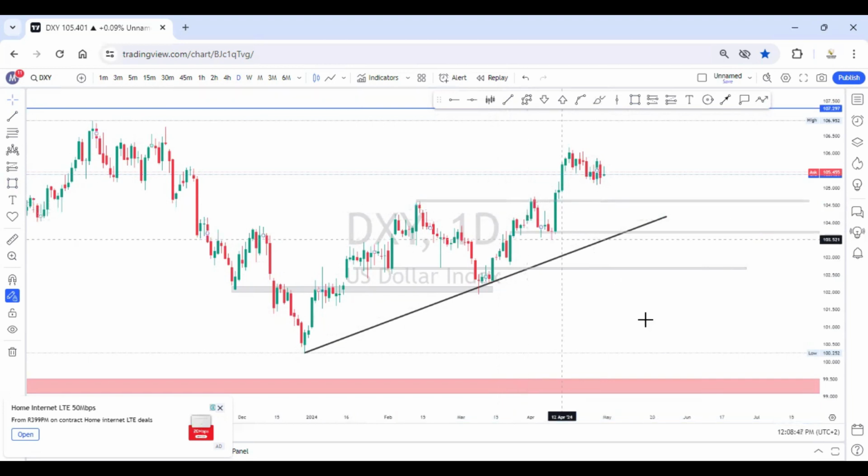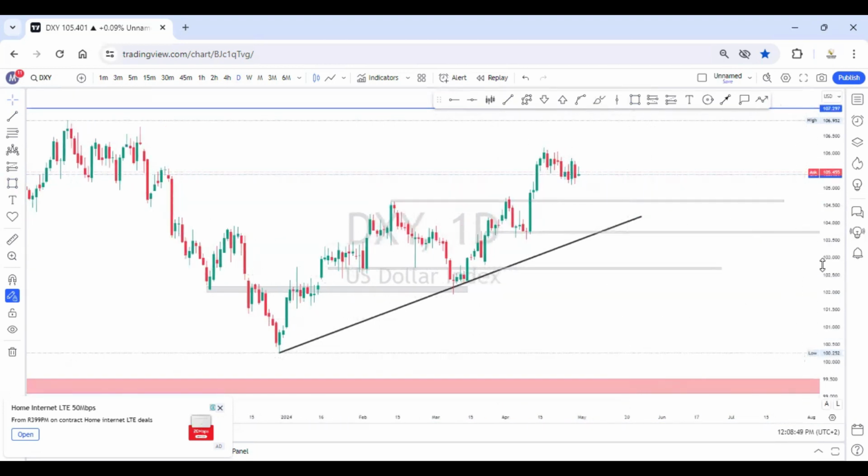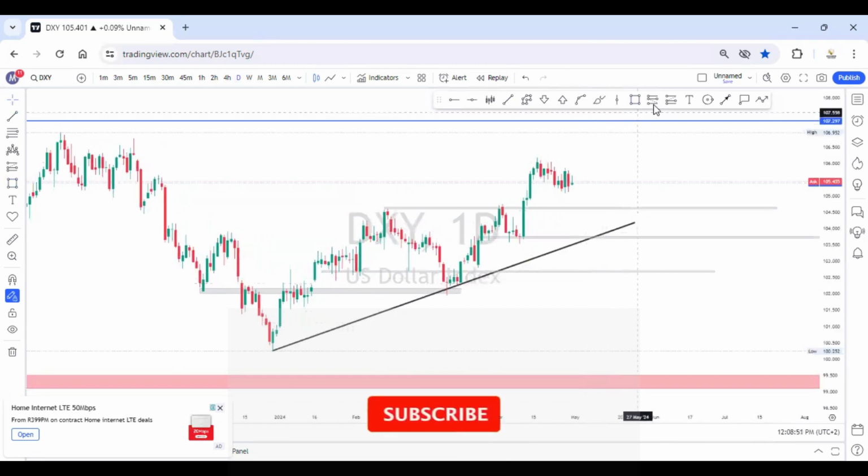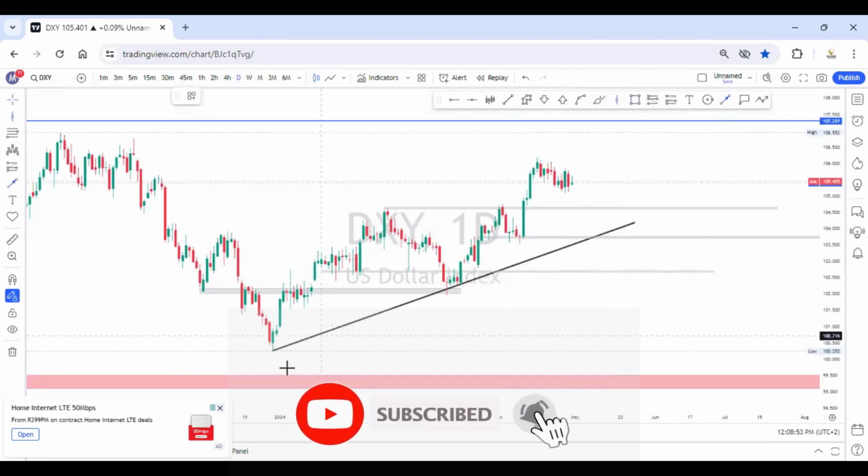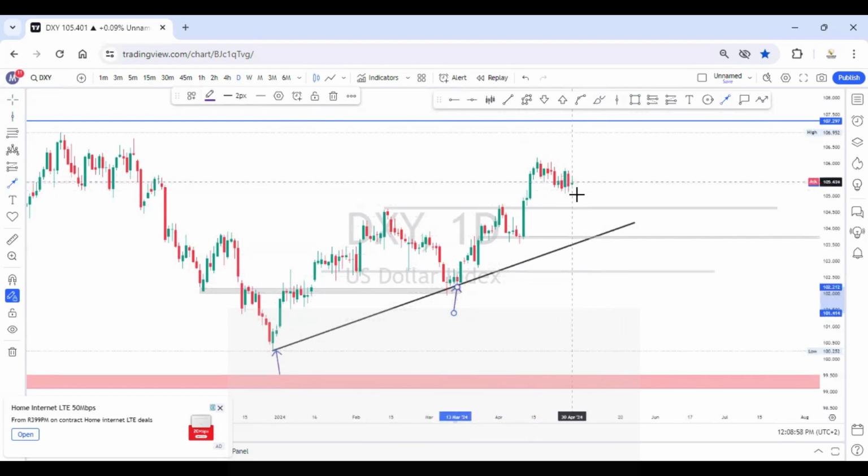Let me point at the highest level. So currently, as we can count the probability and possibility, this is our first point, this is our second point, and then we were expecting the market to go deeper, giving us a corrective side so that we can push the market to the upside.